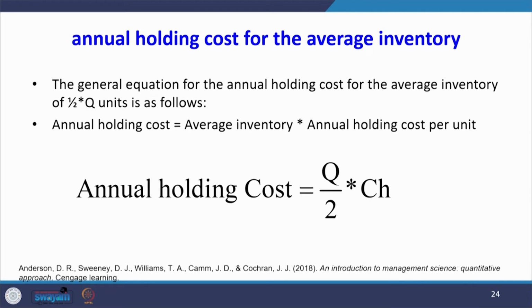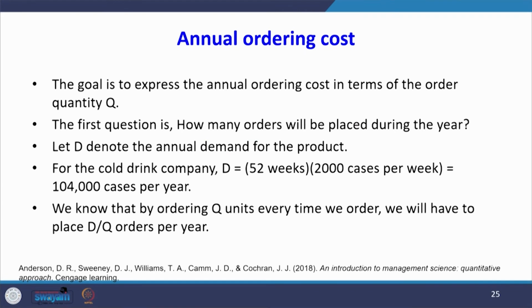The general equation for the annual holding cost for the average inventory of Q by 2 units is as follows. What is that? The annual holding cost is equal to average inventory multiplied by annual holding cost per unit per year. So, Q upon 2 multiplied by CH, that is annual holding cost. Now, we can calculate the annual ordering cost. The goal is to express the annual ordering cost in terms of the order quantity Q.